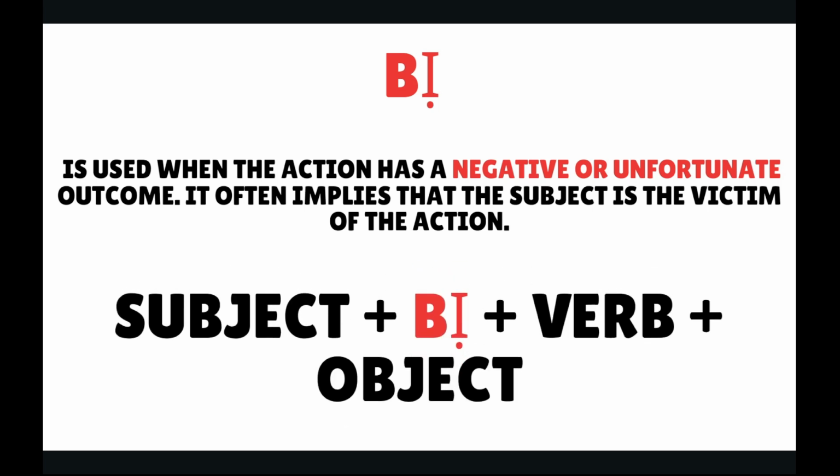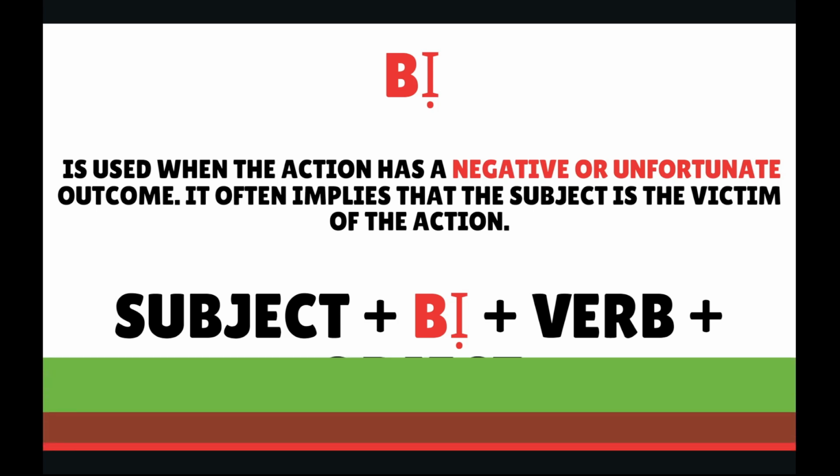Here is the sentence structure. We'll be starting with a subject, then the word bị, then the verb, and then the object. Here are examples to make it easy to understand.